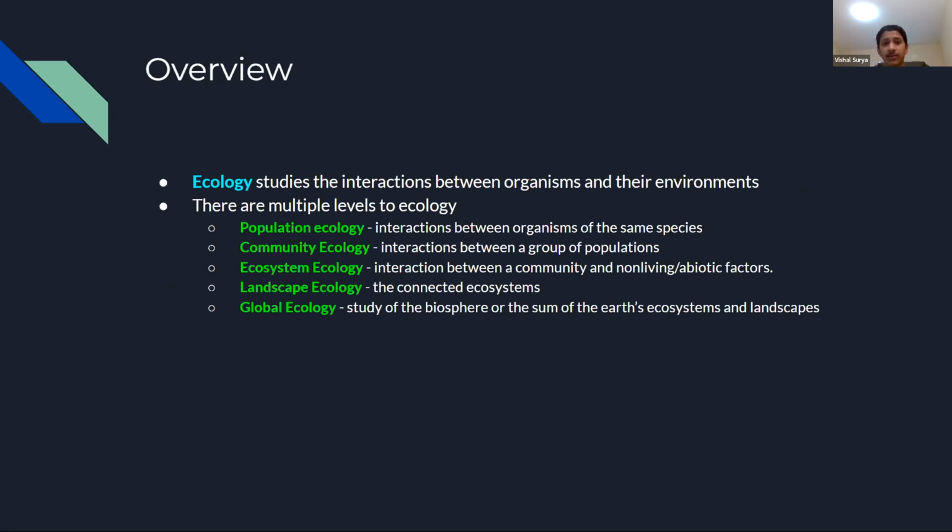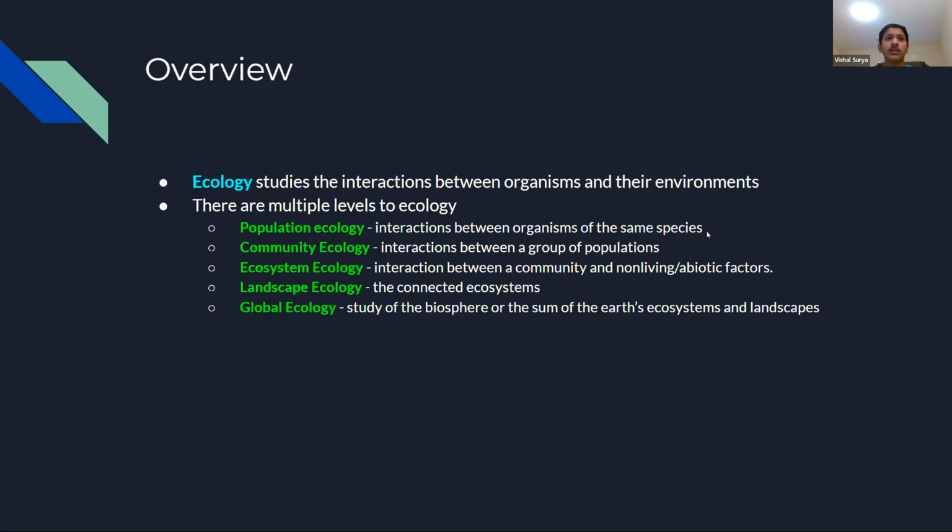So it's like interspecific. Then we talk about ecosystem ecology, which is the interaction between a community and its non-living, or abiotic, factors. For example, the interaction between the community and the water system. Then we have landscape ecology, which is all these connected ecosystems together in different biomes, etc. And finally, we have global ecology, which is a study of the biosphere, or the sum of Earth's ecosystems and landscapes, and details how all these biomes come together to produce a functional Earth that we all live in.